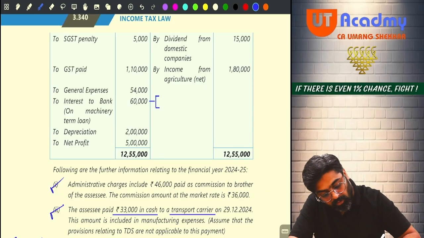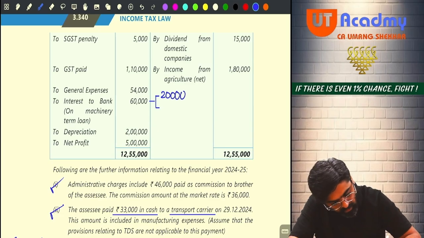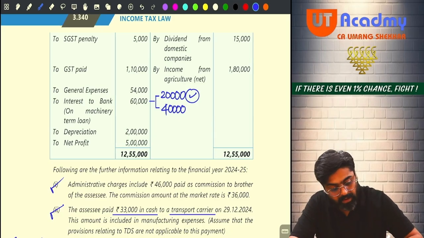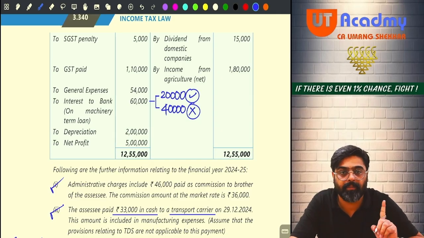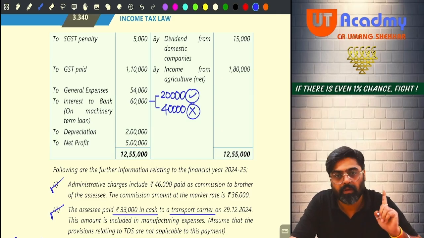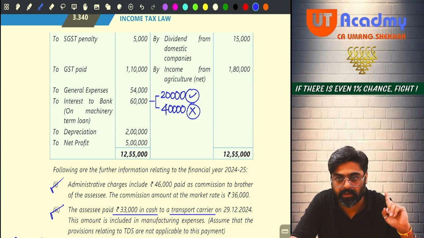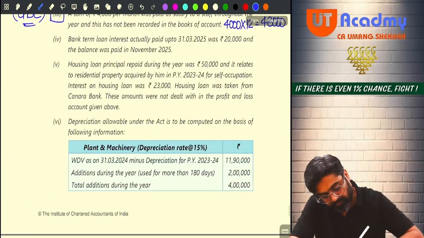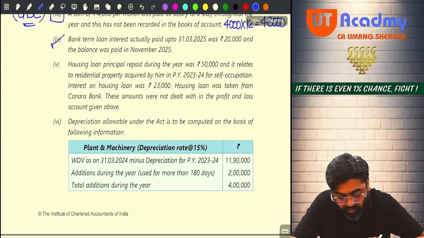Yes or no? So 20,000 which was paid in this year only will be allowed in this year. But 40,000 could not be paid on or before the due date of filing your ROI, will not be allowed as a deduction in this year. This will be disallowed as per 43B. Will be allowed in the next year's business income because it is paid in next year. Okay. Next one. Put a tick mark.